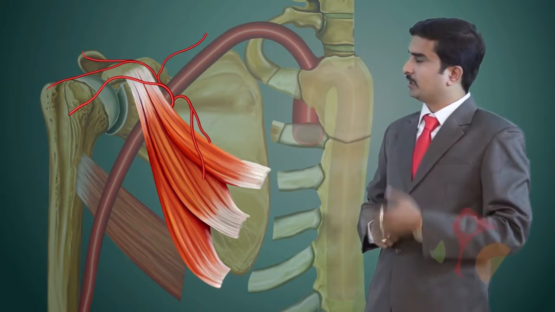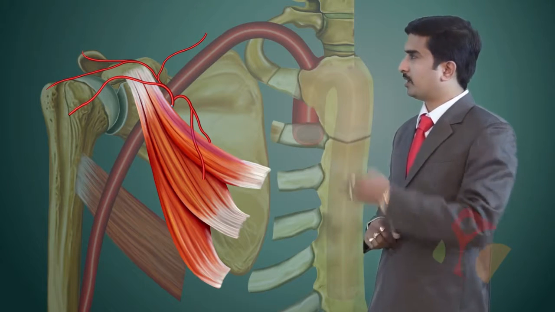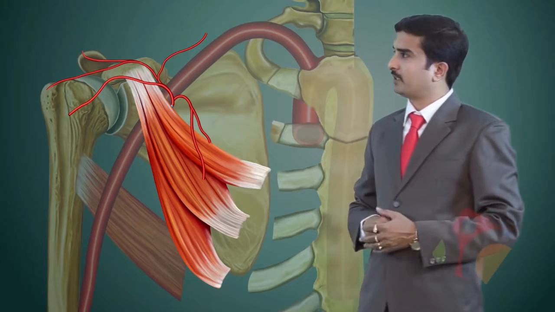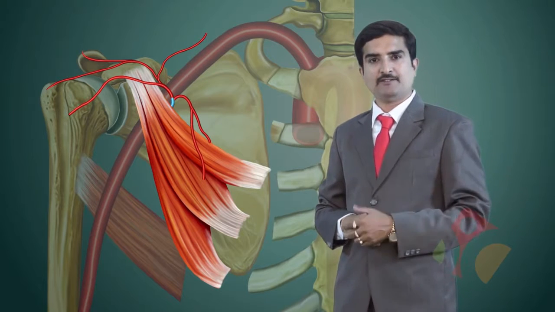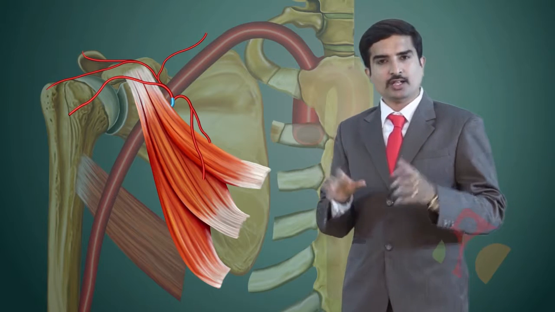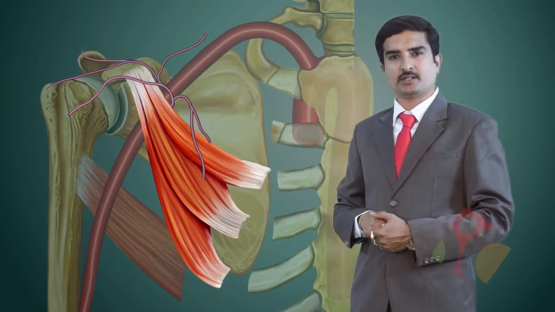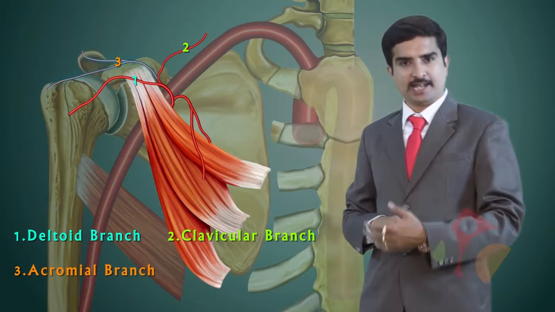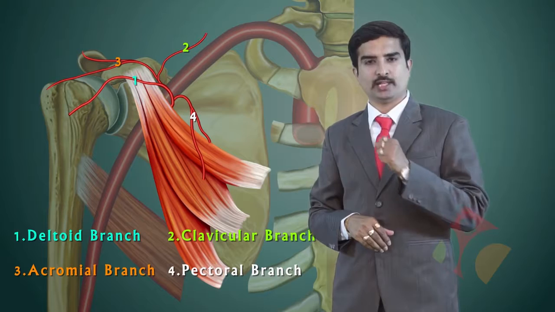You can see here the thoracoacromial artery is arising from the upper border or the superior aspect of the pectoralis minor muscle. Immediately after it arises from the upper border of the pectoralis minor muscle, it pierces the clavipectoral fascia. After piercing the clavipectoral fascia, the artery divides into four perpendicular branches. The four branches are the deltoid branch, clavicular branch, acromion branch, and the pectoral branch. So these four branches supply their respective regions.